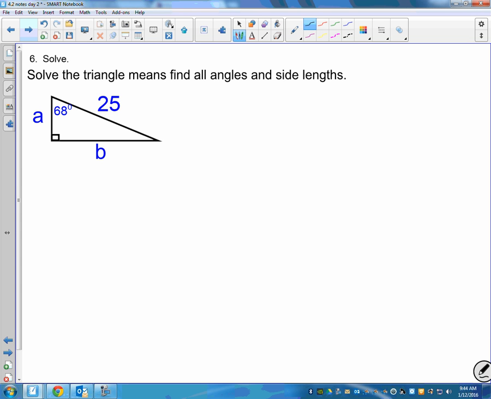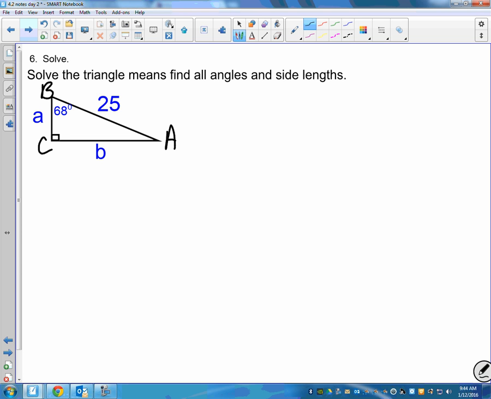If it helps, you can label what you know. So I like to say, if this is little a, I'm going to call this angle big A. This is little b, I'm going to call this angle big B, and then I always call the hypotenuse little c, and the angle across from it big C. You don't have to re-say what they give you, but if you want to, you can, right? But what you have to tell me are the 3 missing parts.